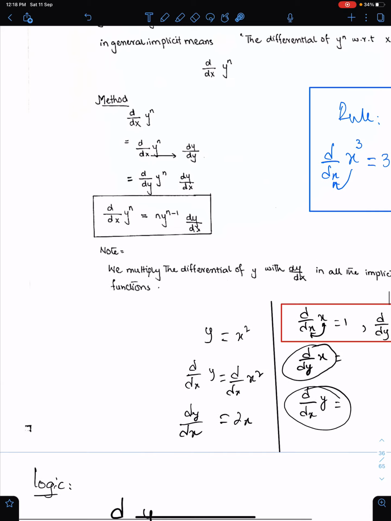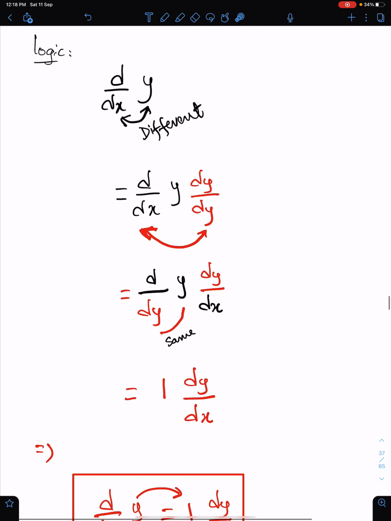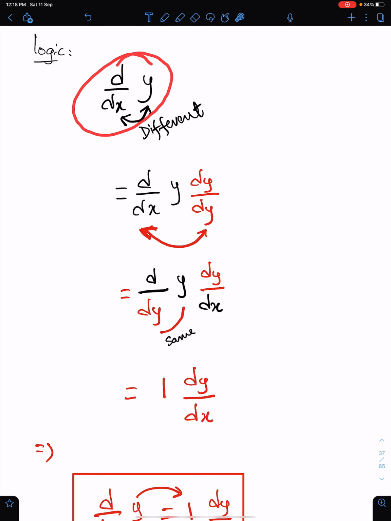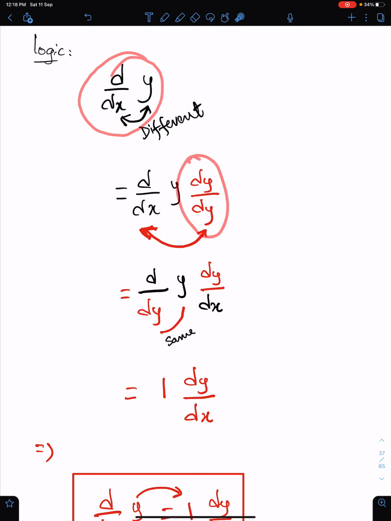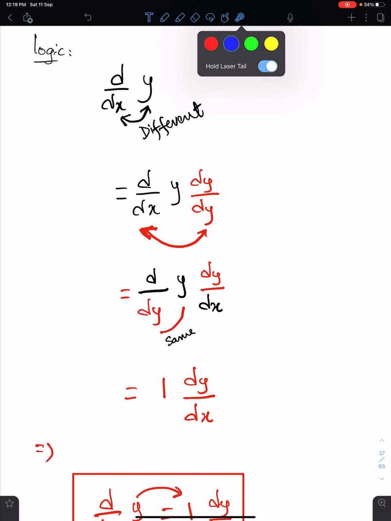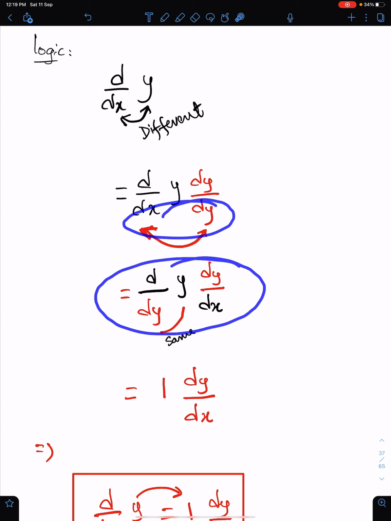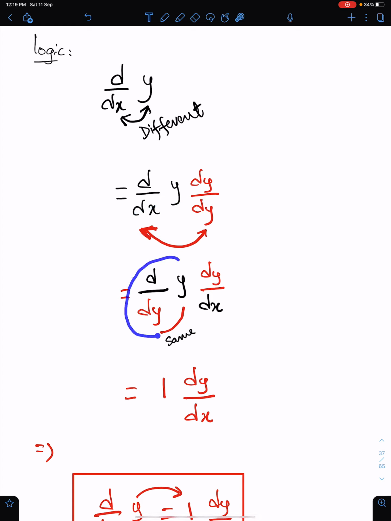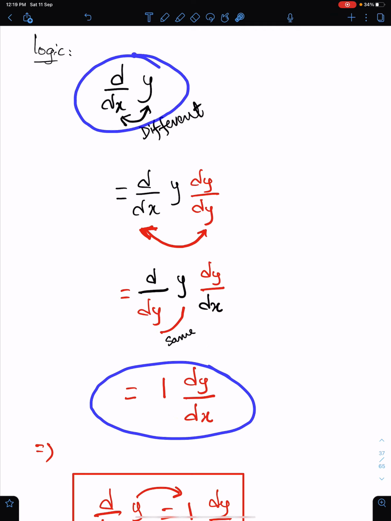I already have explained this here, but I'm again explaining this here. See, both are different, so we need to multiply this thing with dy upon dy. So we just need to interchange these two because we need dy here. So after interchanging these two, we have this thing. So see, the operator and function both are same. Now the differential of y with respect to dy is 1 and this dy upon dx is here. This is the way to differentiate this.